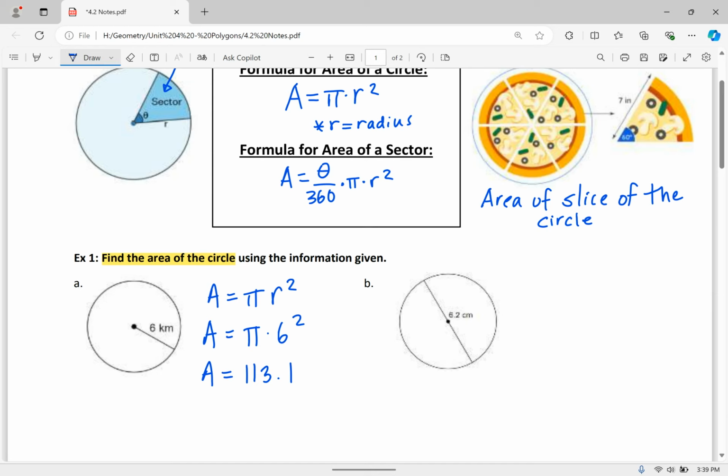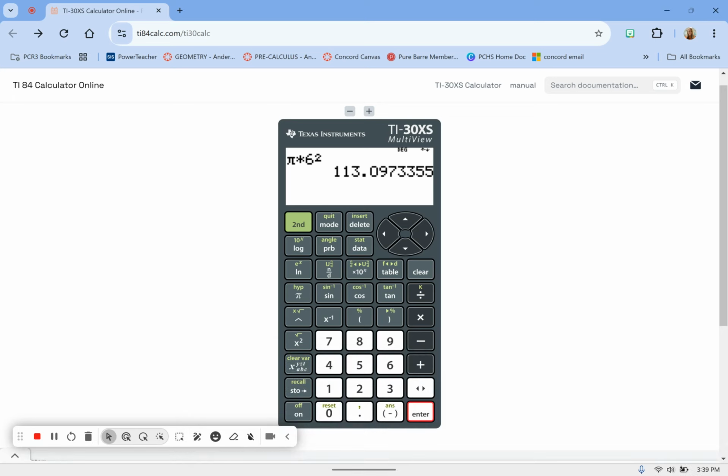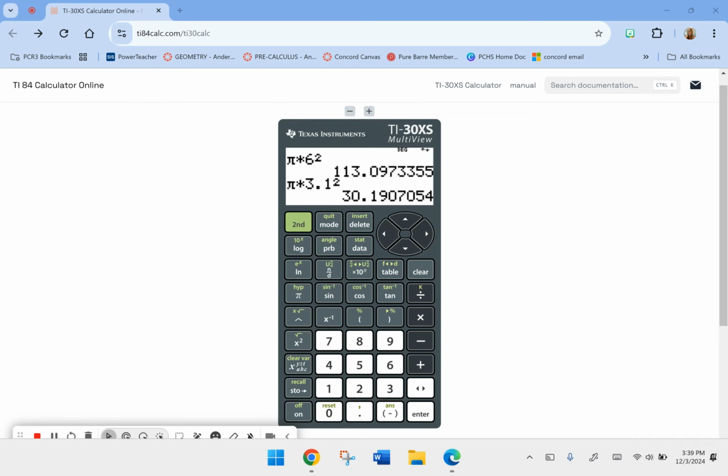In this next example, you can see that we don't have the radius, but we do have the diameter. The diameter is 6.2. That means the radius is half of that distance, which is 3.1. We can go right to the area formula, pi times the radius squared. I'll come back over and do the calculations. Pi times 3.1 squared. Hit enter, and I get 30.2.